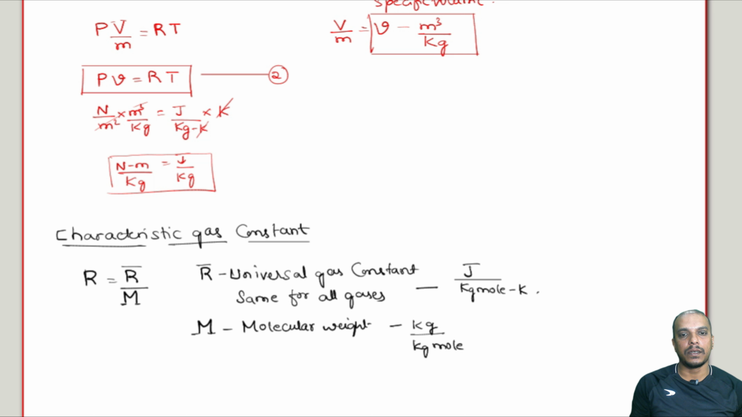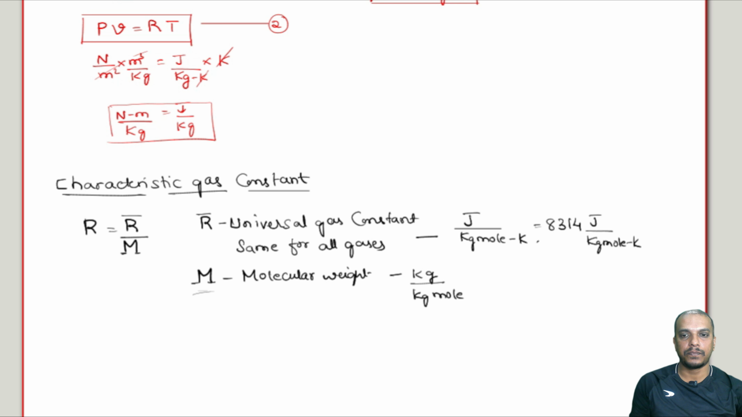Now, we will have to define many terms here. One is the value of R bar, which is 8314 joule per kg mole Kelvin, and molecular weight is kg per kg mole, and it depends on the particular gas. So, we will see how the molecular weight of a particular gas can be taken from the data handbook. Okay. Now, what is a kg mole? Now, kg mole, it is very important, sometimes referred to as kilomole or kmole, is simply the number of particles.